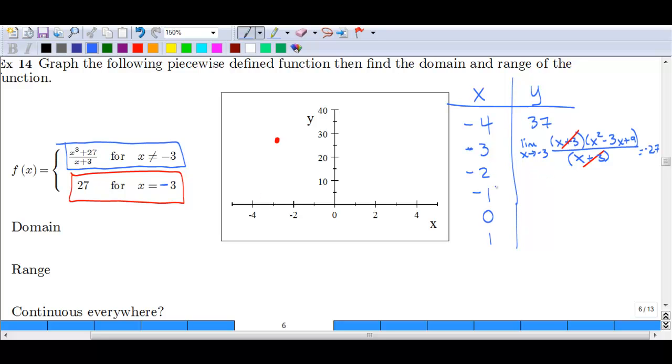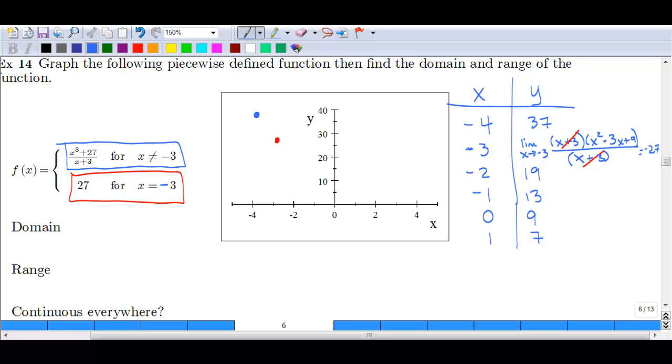When we plug in -2, we end up with 19. When we plug in -1, we get 13. When you plug in 0, you get 9. And finally, when you plug in 1, you get 7. So let's plot some of these points. At -4, we're at 37, so at -4, we go up to 37.